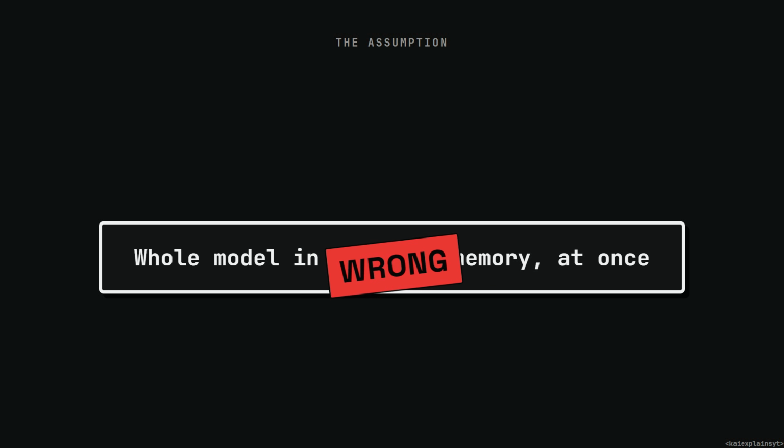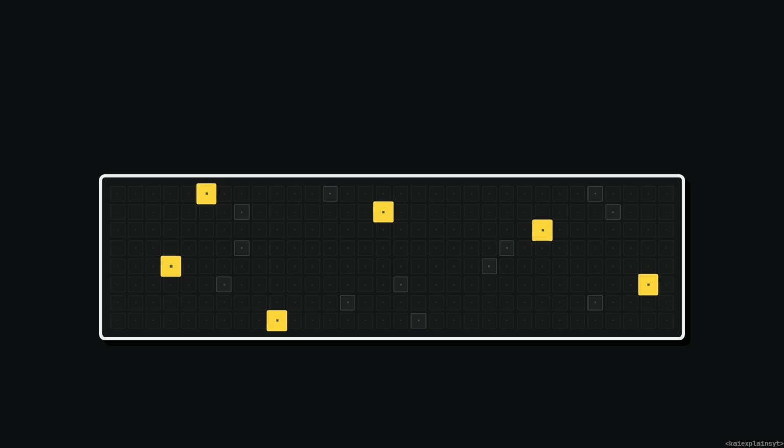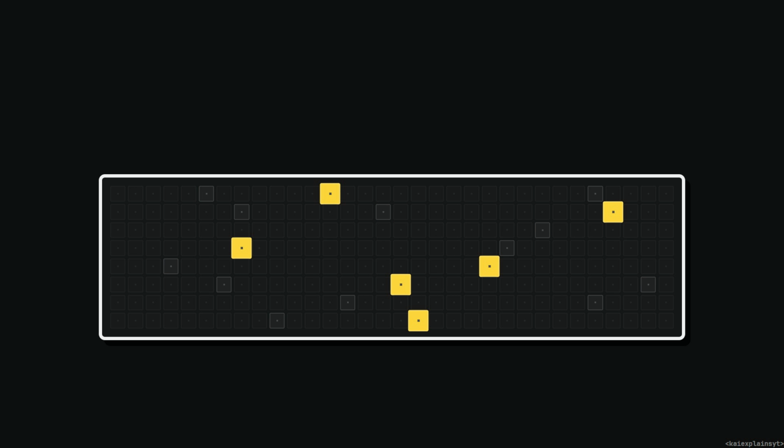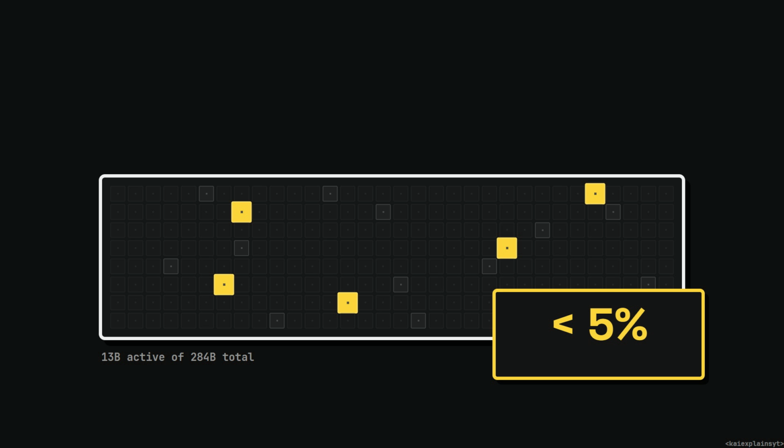That assumption is wrong, and it's wrong because of something already sitting in the architecture of these models. A mixture of experts model doesn't run all of itself to produce a word. DeepSeek V4 Flash has 256 experts in each of its 43 layers, and for any single token, a small router picks 6 of them. The other 250 sit idle for that token, then the next token arrives and the router picks another 6, possibly a completely different 6. Out of 284 billion parameters, roughly 13 billion do the work at any given moment, which means under 5% of the model is awake at once.